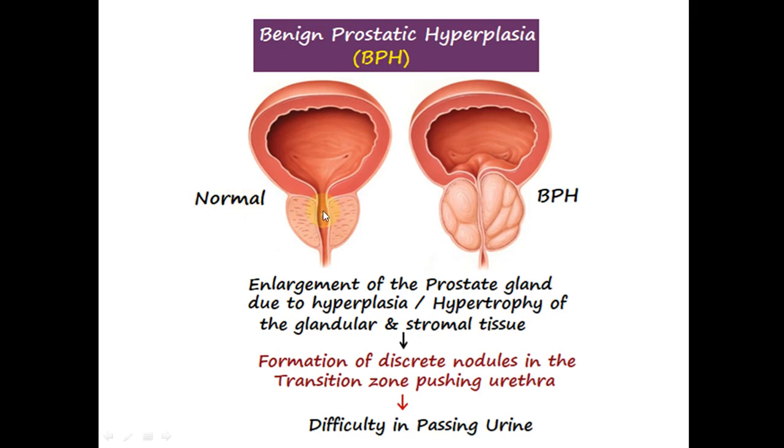In this picture, we can see the normal prostate, and here the prostate is enlarged and has undergone hyperplasia and hypertrophy. This hyperplasia or hypertrophy may occur in the glandular portion of the prostate, or it may occur in the fibromuscular connective tissue portion of the prostate, or in both of them. And the discrete nodules are found in the transitional zone, the periurethral zone of the prostate. They will press the urethra and will cause difficulty in passing of the urine through the urethra.